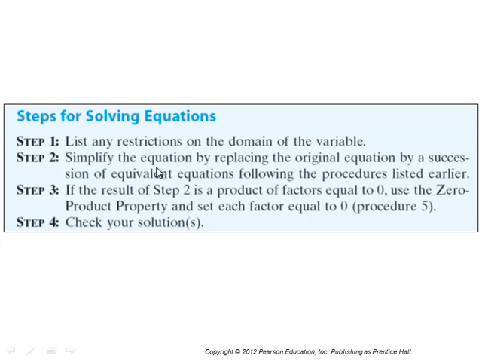So here's the steps for solving an equation. First, observe any restrictions on the domain of the variable. Make sure that we're not taking the square root of a negative number, for example, or dividing by 0. And then what we're going to do is add the same amount to both sides, subtract, multiply, divide. In other words, what you do to one side, you do to the other to produce a sequence of equivalent equations.